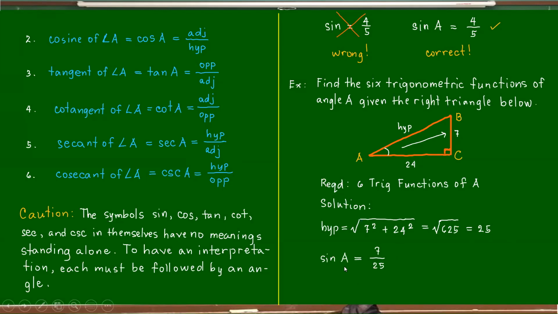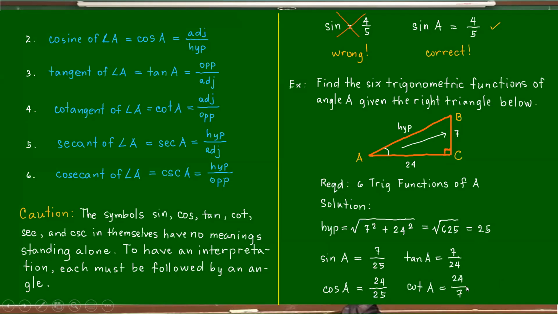So sine A is defined as opposite over hypotenuse, so 7 over hypotenuse. But what is the hypotenuse? 25. So sine of angle A is 7 over 25. Cosine of angle A, that is adjacent over hypotenuse, so we have 24 over 25. What about tangent of angle A? That is opposite over adjacent, so we have 7 over 24.